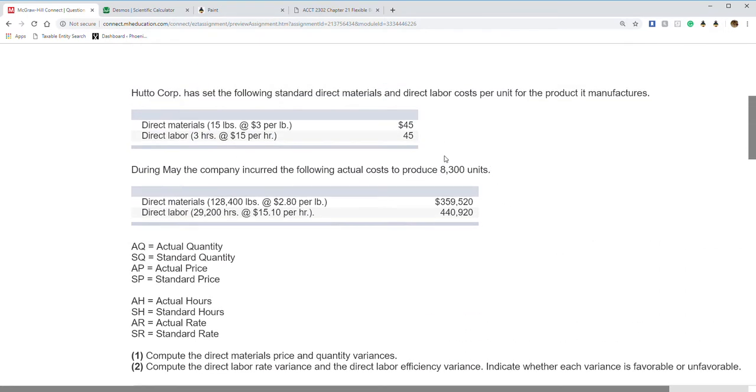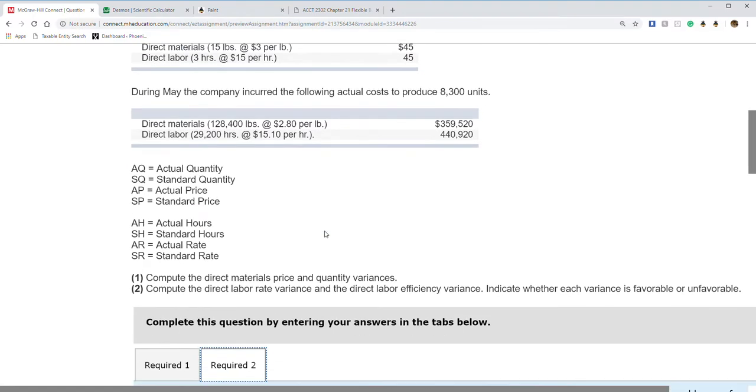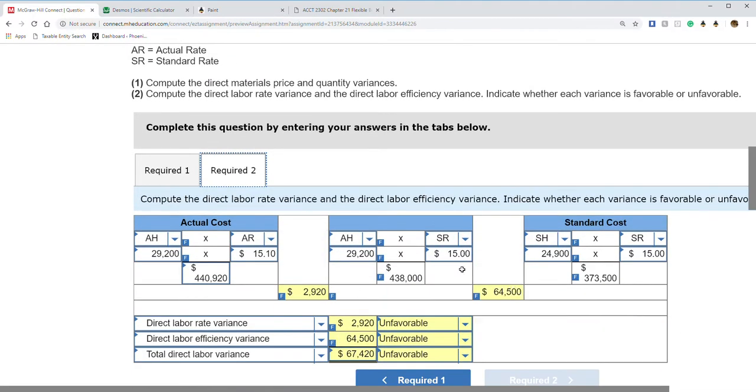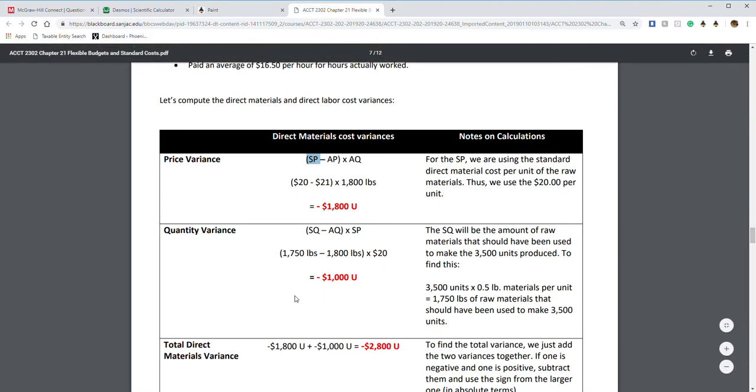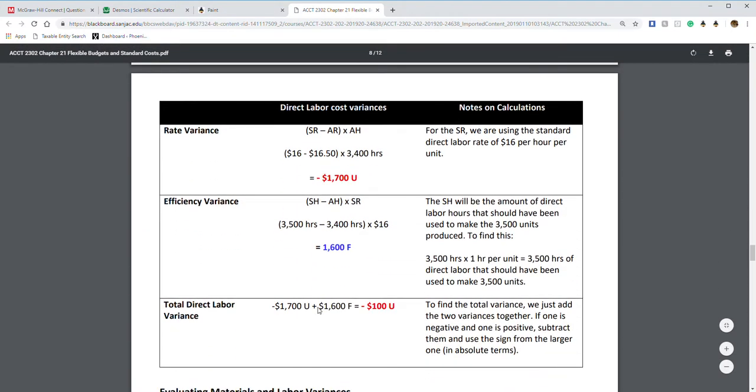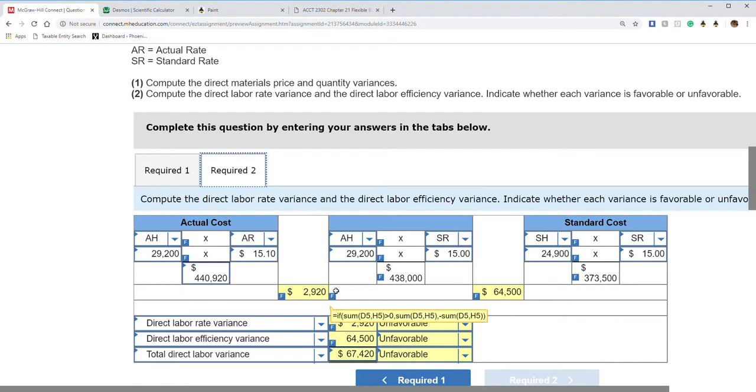So again, you take your 8,300 and times it by however many direct labor hours. Okay, here we just fill in actual hours and standard rate. Again, those are the only two that pop up in both formulas. So there's actual hours, standard rate. And again, Connect is going to basically fill out most of these numbers for you.